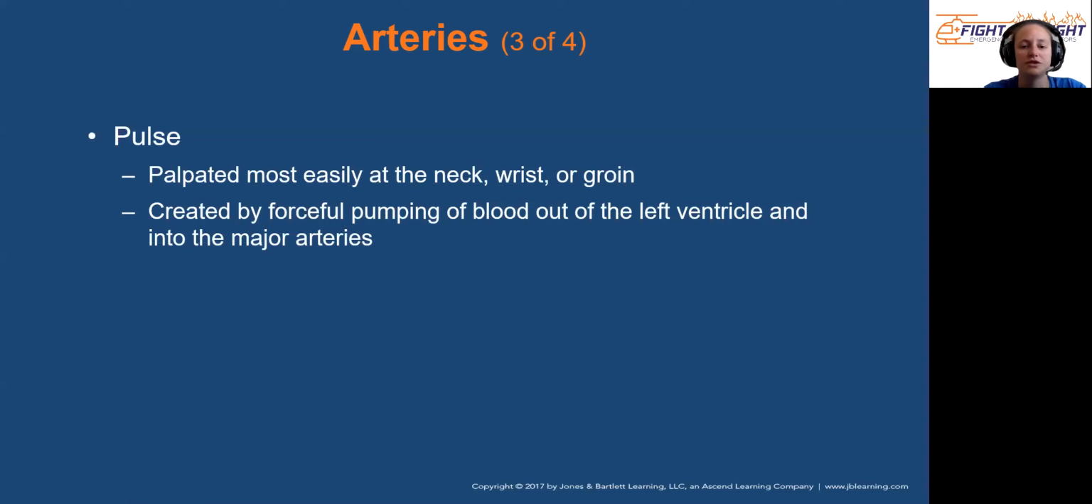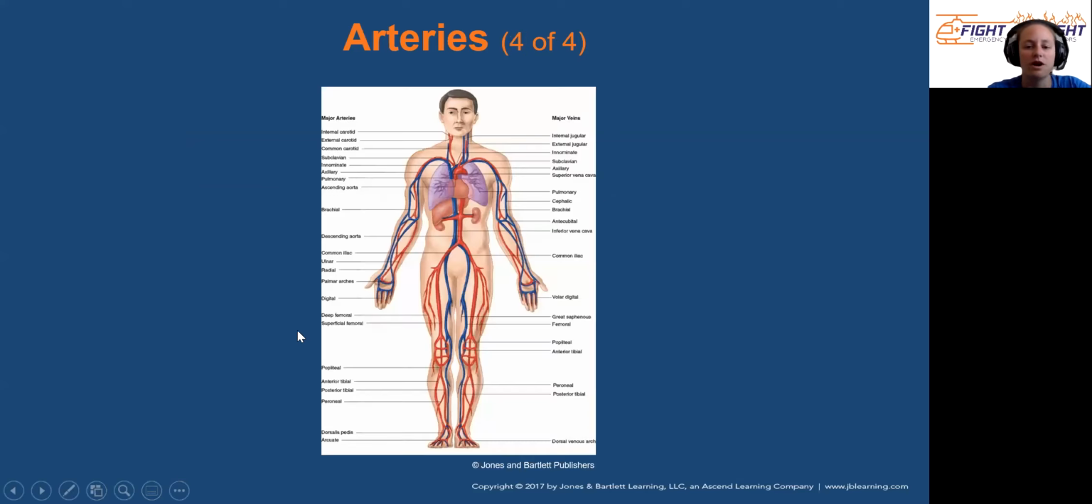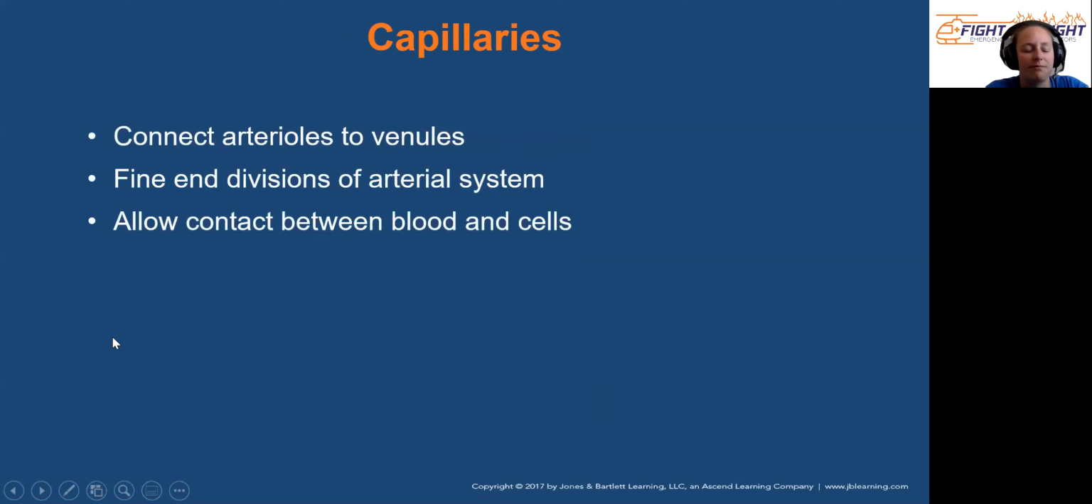You'll notice your pulse feels stronger in your carotid arteries than it does in your radial artery in your hand, because your neck is a lot closer to your heart than your wrist is. It has to come all the way through your arm. Don't worry about learning all these arteries. The only ones we'll learn are the ones that we use to check a pulse. I've already said two of them, radial in the wrist, carotid in the neck. There's only a couple more that we use. Don't worry about that for right now.